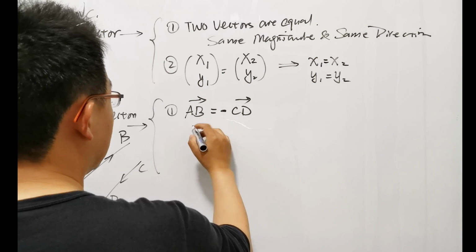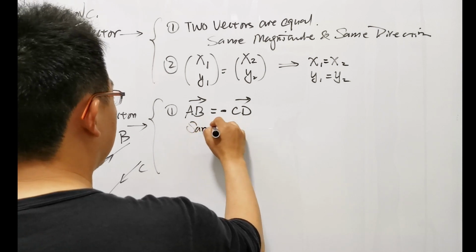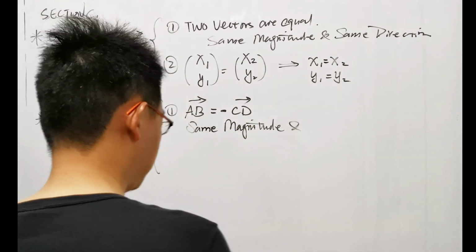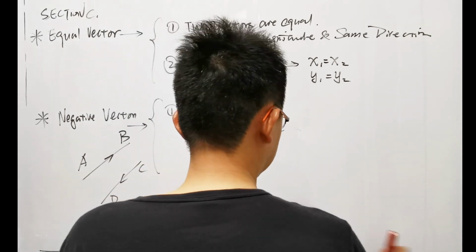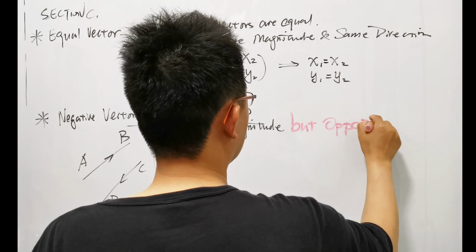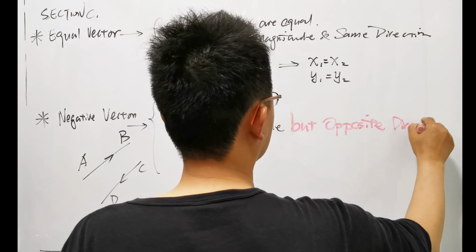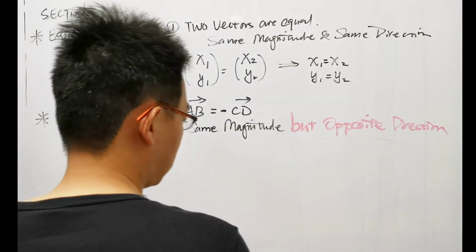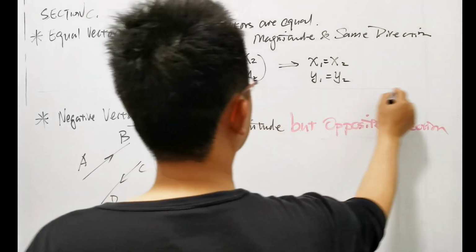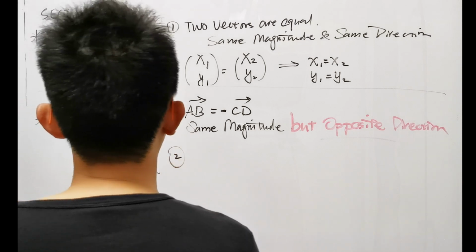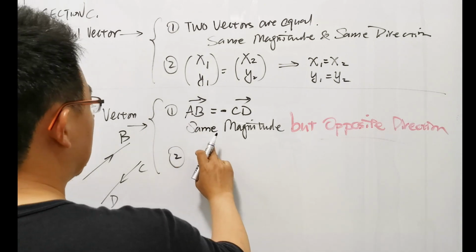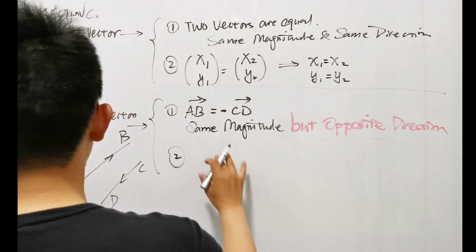Negative vectors have the same magnitude but opposite direction. So this is called negative vectors. And from here I draw a line, and we also know another concept. If AB and CD are negative vectors, so we have this.